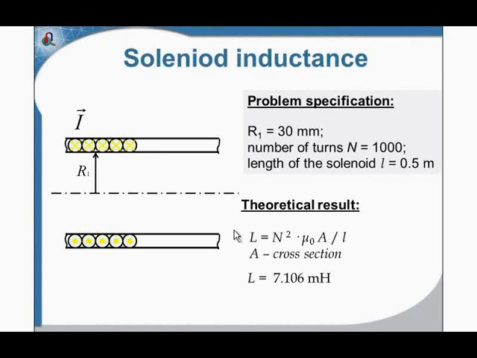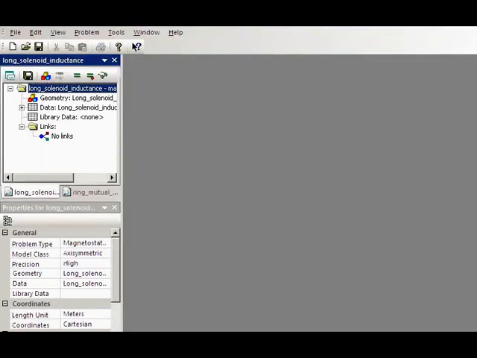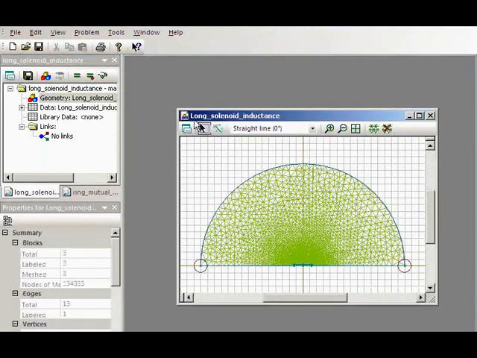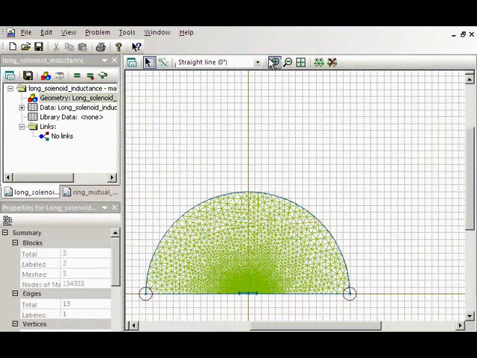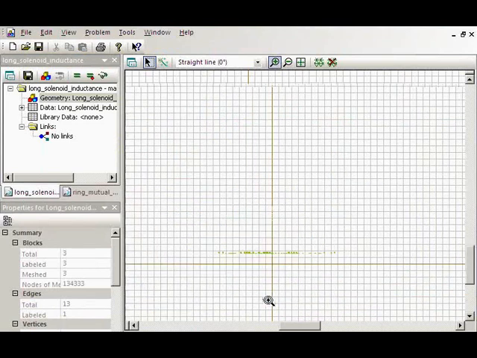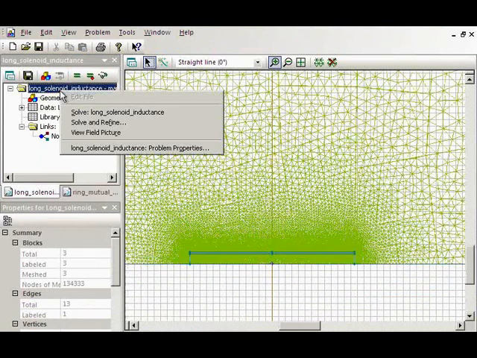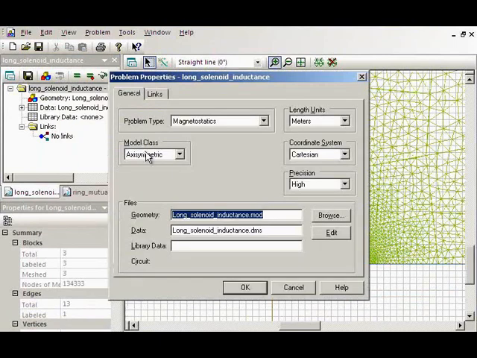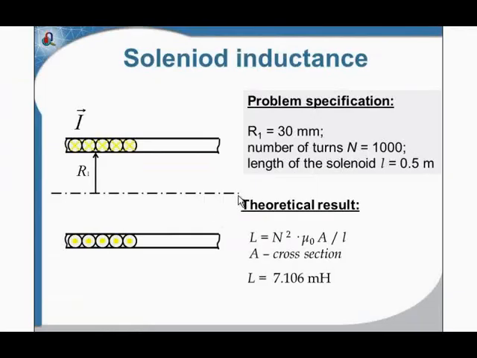Let's simulate this case in QuickField. This is my problem. The problem type is magnetostatics. The model class is axisymmetric. This means that there is an axis of rotation, a horizontal one, and in the model the upper half of the device is presented.